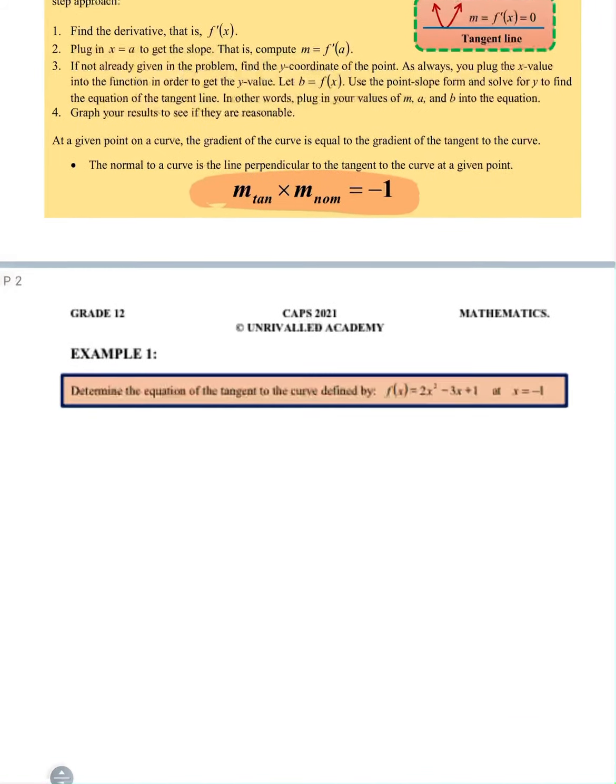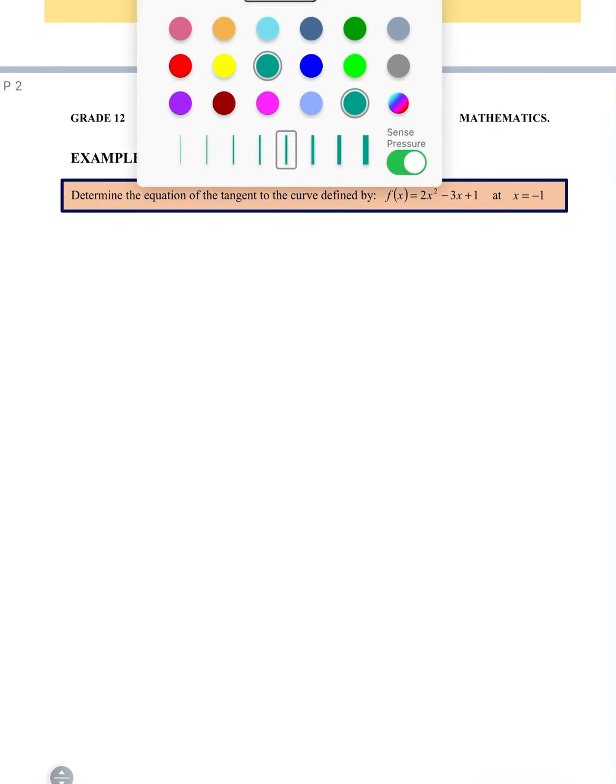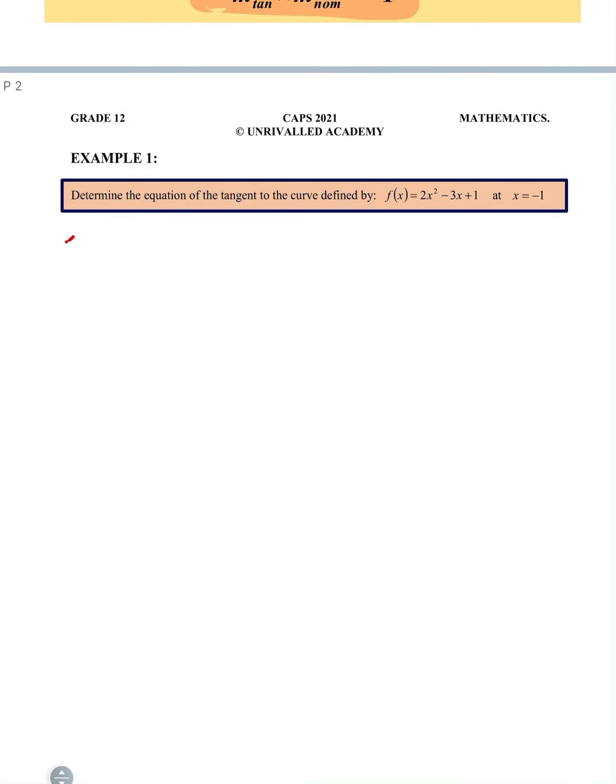Now I have an example one which I'm going to work on with you guys. So now I want us to pay attention to what we are given right here and answer the question in the order given. Example one: determine the equation of the tangent to the curve defined by that. So now the curve is defined for you. I'm going to copy the curve. So the curve is f of x, which is given by (2x)² minus 3x plus 1.